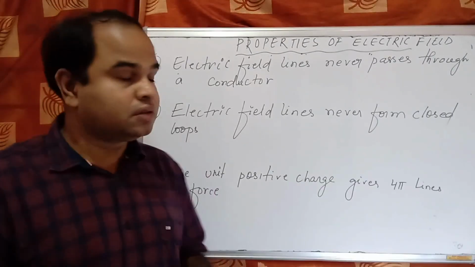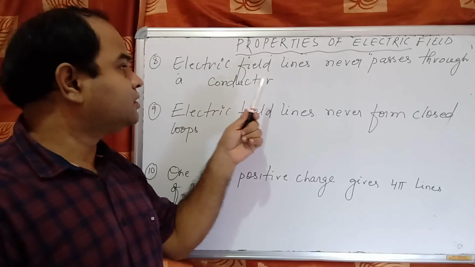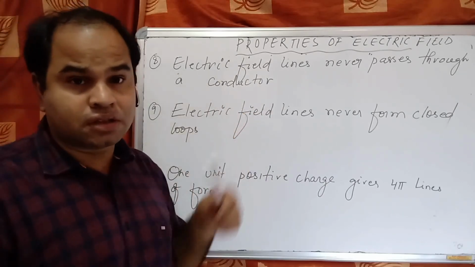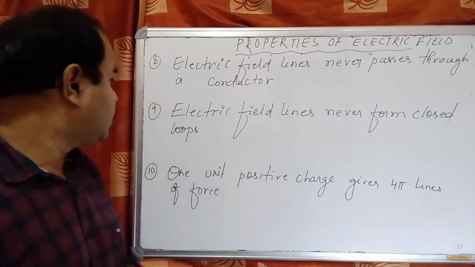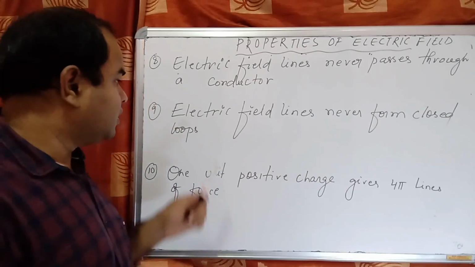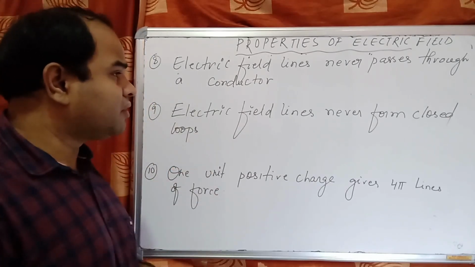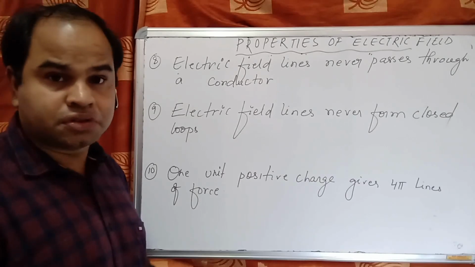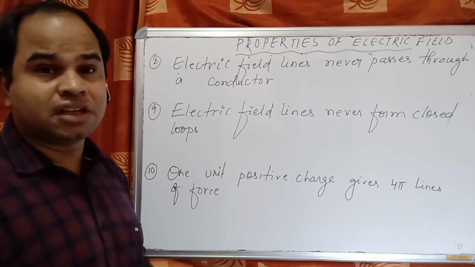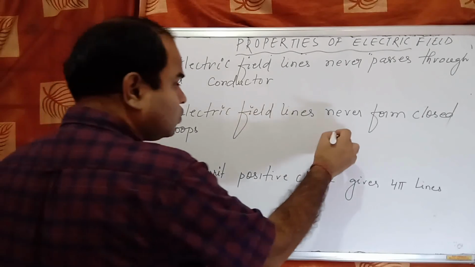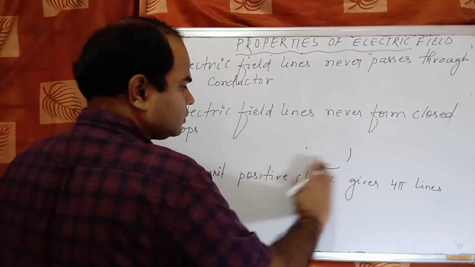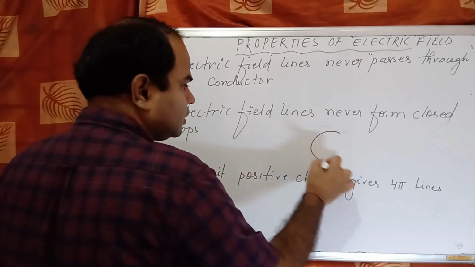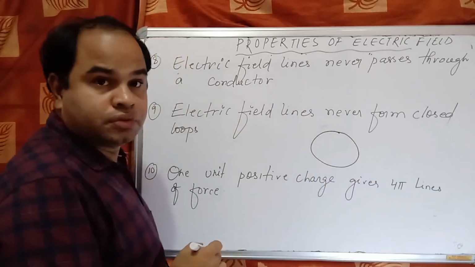Next property is that electric field lines never pass through the conductor. Ninth property is that electric field lines never form closed loops. This is important. Electric field lines never form closed loops.